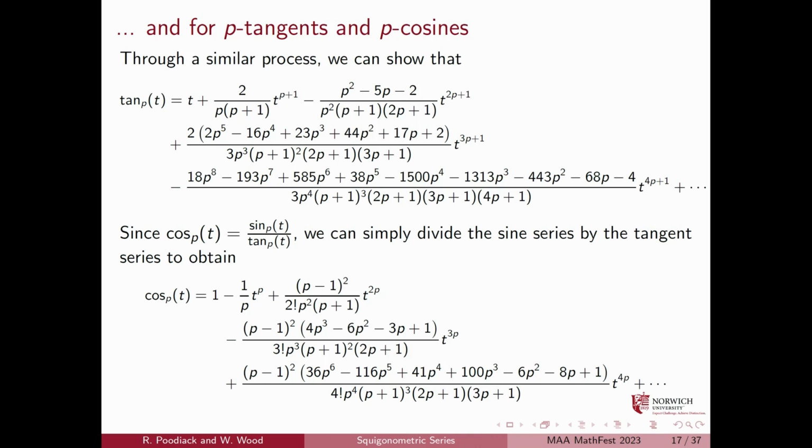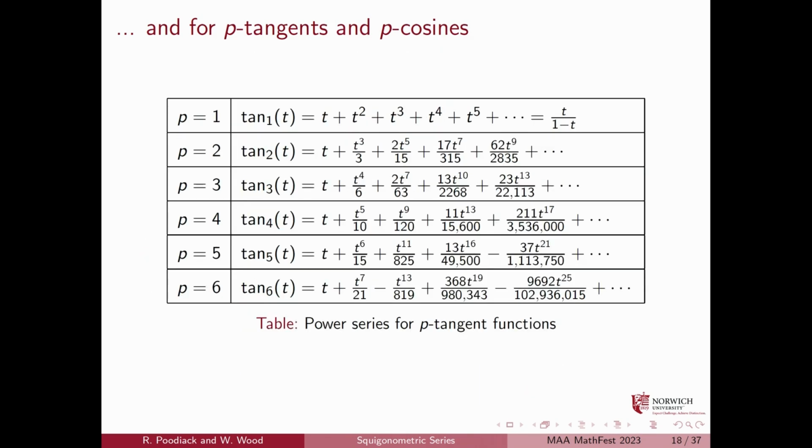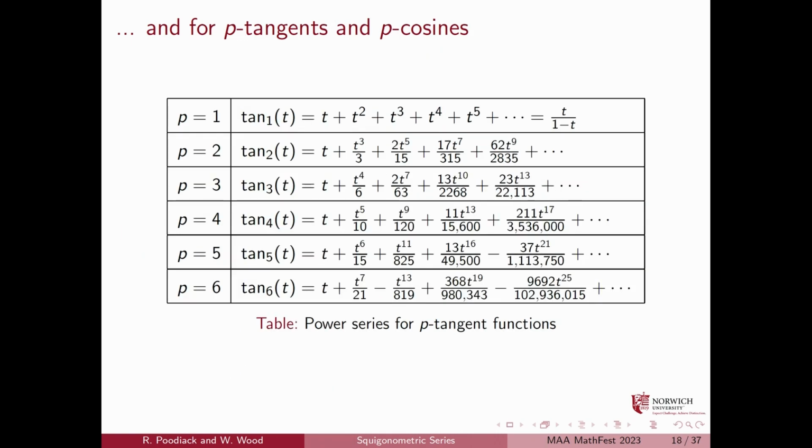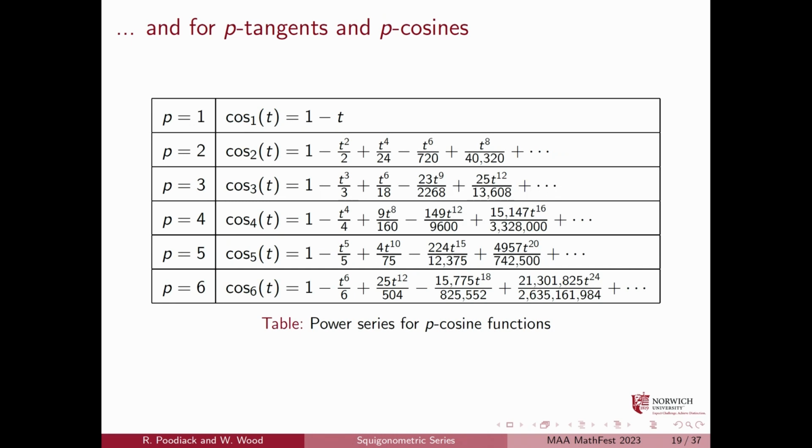All right, and this is what the tangents look like. The tangents might be interesting only because, for the usual tangent, Bernoulli numbers come into it. I have no idea how they play into those polynomials at all. And so those show up. Okay, and cosines look something like that for the first 6.